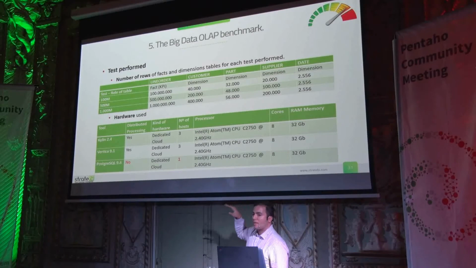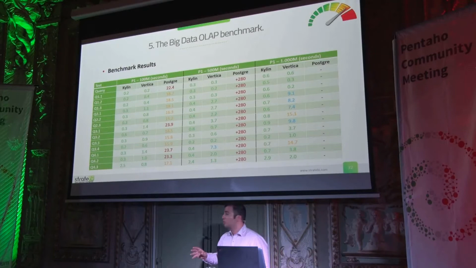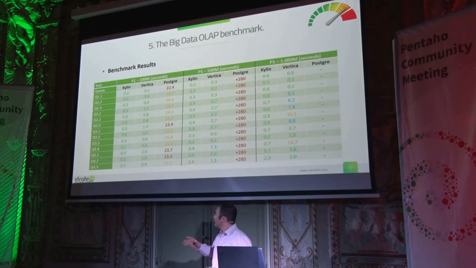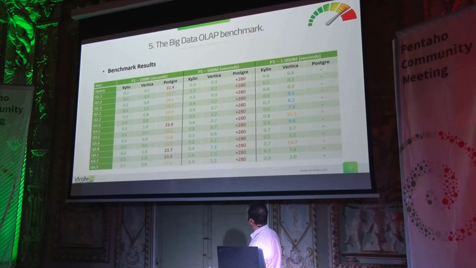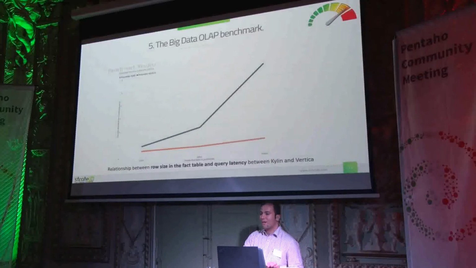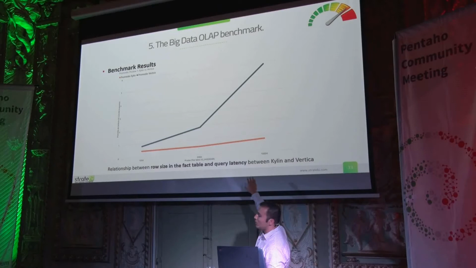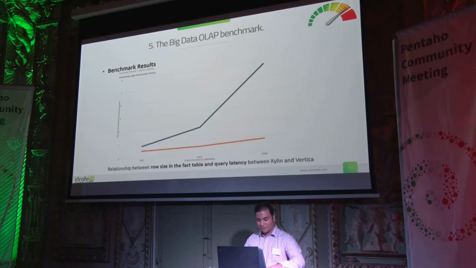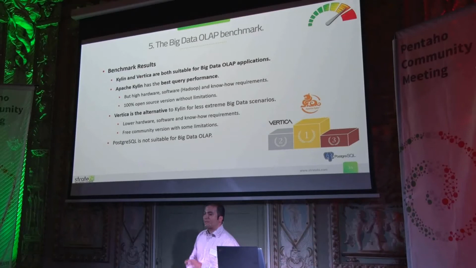So as you can see here, the results show that Kylin is under 1 second in all but one of the queries. We execute every query a lot of times, and Vertica also gets a very good result, but a little over Kylin. So this is the chart comparing. When we increase the fact table, Kylin is on average under the second, and Vertica increases when we increase the fact table. Then, the result: Kylin has the best performance, but it's a little more complex to deploy than Vertica.